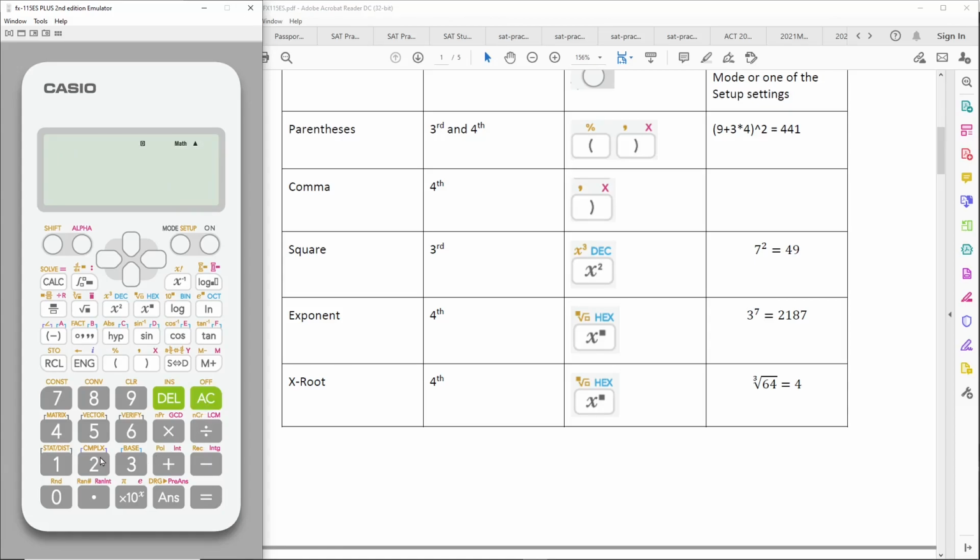Now if I wanted to find the square root of something, I can press this button right here, which gives me the square root sign, plug in my number, for example 25, and do equal. So the square root of 25 is 5.